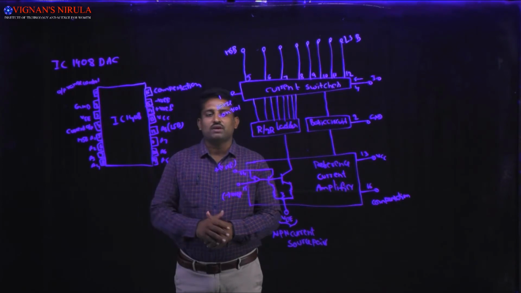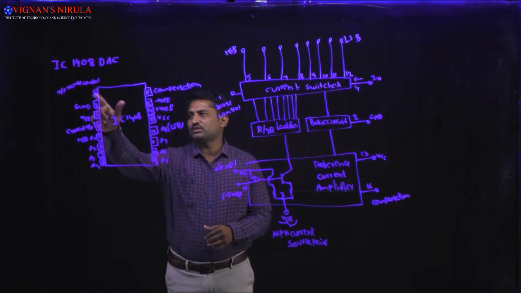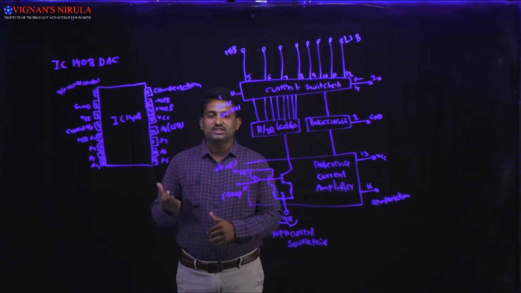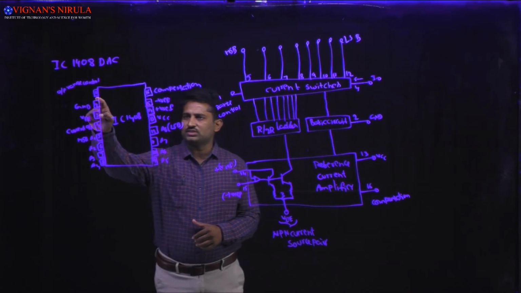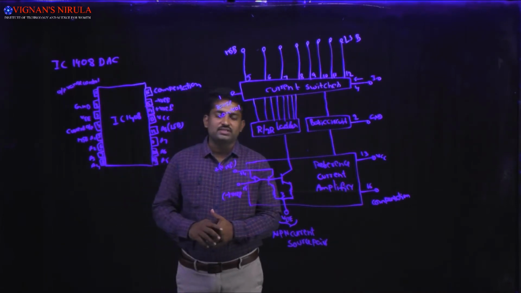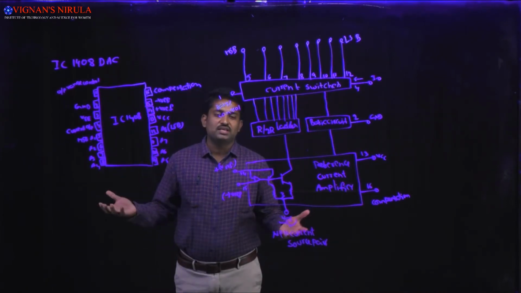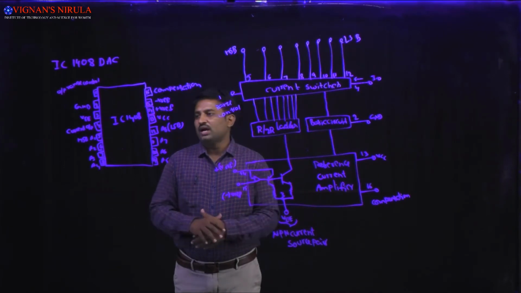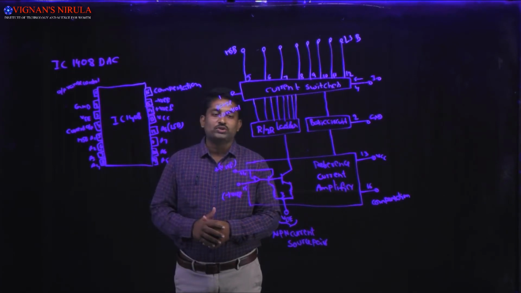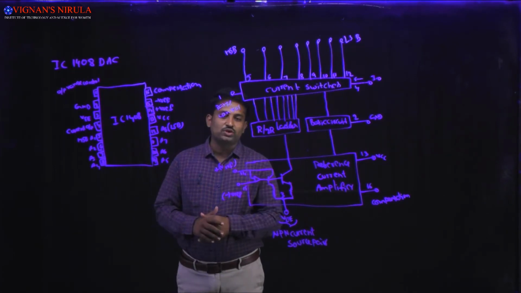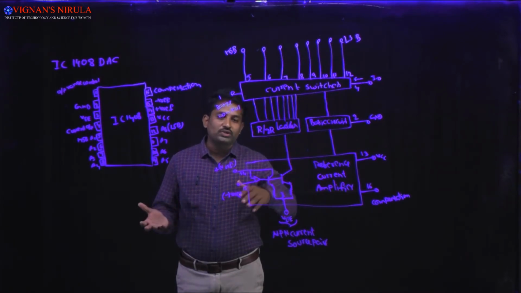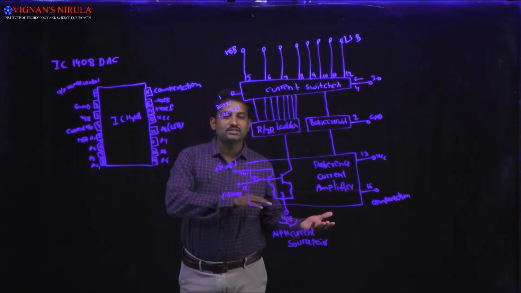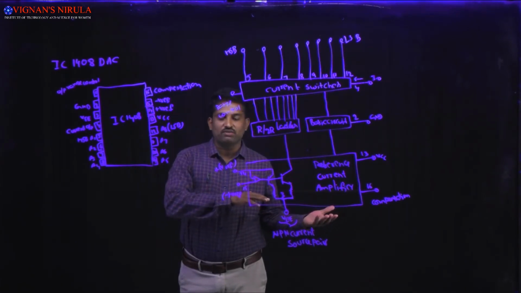Here is the IC, which consists of 16 pins, and the first pin is the output range control. The range of the output is decided by using this first pin, and the second pin is ground. Any IC requires a ground pin, and the third pin is VEE, and the fourth pin is the output current. In this IC1408 we are going to produce the output current, and that output current will be converted to voltage by using the current to voltage converter.